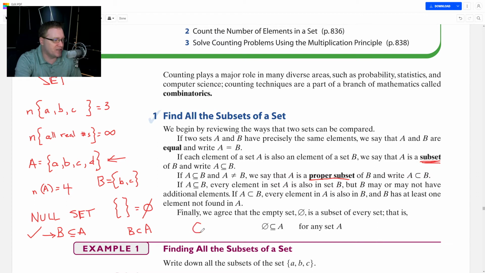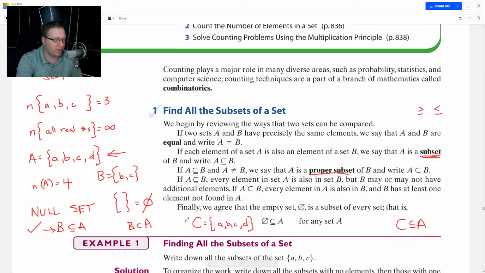Now, if I do C and I say C is like this, A, B, C, D, well, then I can write that C is a subset of A because C contains all the things in A. It doesn't contain anything else either, and A doesn't contain any more than C, so that's why we put a line. It's kind of like the greater than or less than or equal to signs. C is inside of A is basically what we're saying.